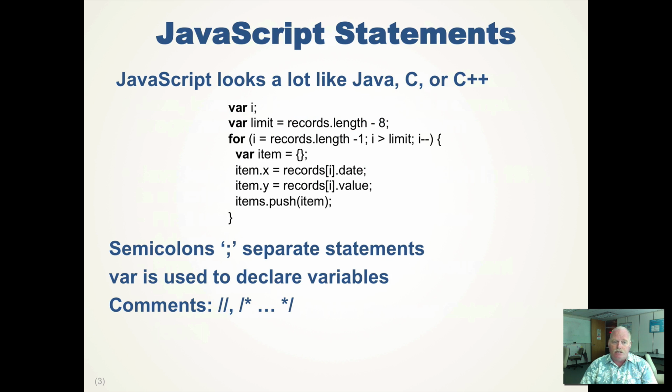JavaScript statements, or the language, look very much like Java, C++, or C. It uses curly braces for blocks. It uses semicolons to end the statement. It uses the var keyword to declare variables. And it has traditional looping mechanisms like the for loop, if statements, switch statements. It's very similar to these other languages in its control structures.